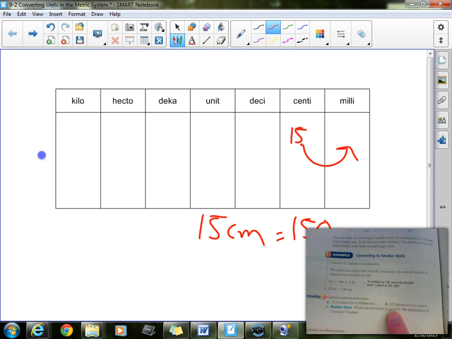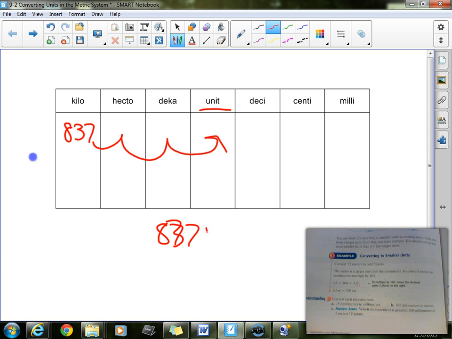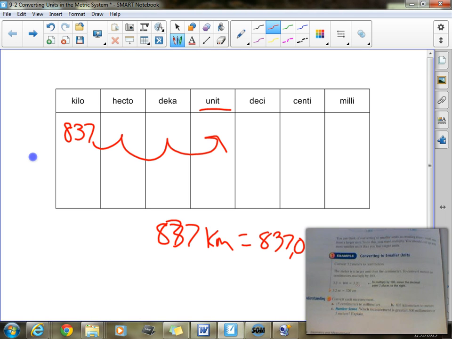Okay, and the last one, 837 kilometers to meters. Let me go and clear this very quickly. So I'm going to put 837 in kilometers, and I'm going all the way back to units. So I'm going to move my decimal place 1, 2, 3 places to the right. So 837 kilometers equals 837,000 meters. I just moved the decimal place back 3 places.